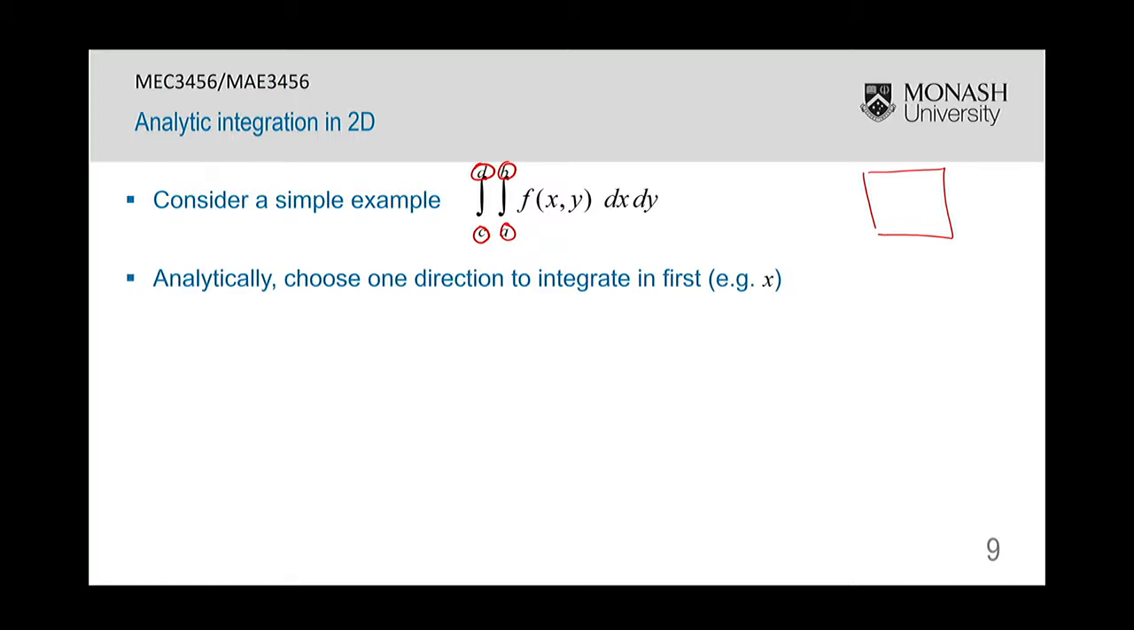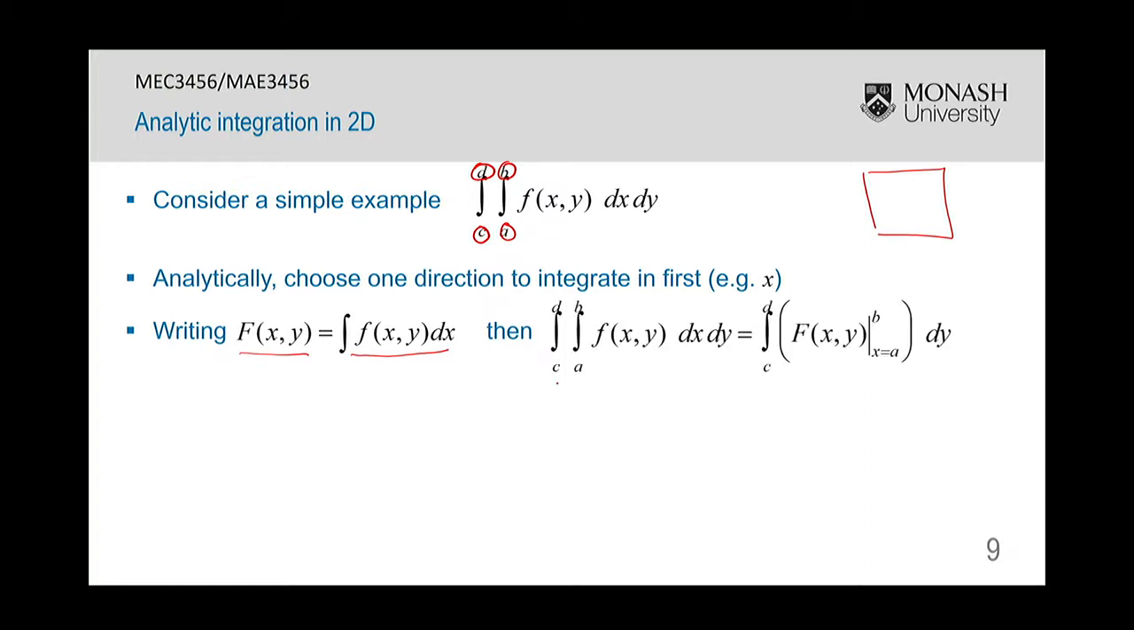Analytically, the way in which we do this is we choose one direction to integrate in first. For example, here we'll integrate in x first. Now, if we write big F of x and y as equal to the integral of f of x and y with respect to x, that's assuming that we can actually do this analytically, then we can see that our original integral is equal to the integral of big F of x and y, evaluated between a and b, because we're now doing this proper integral here. This whole thing then is integrated with respect to y.